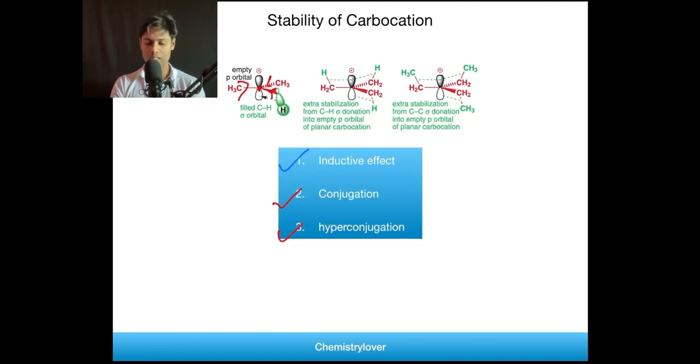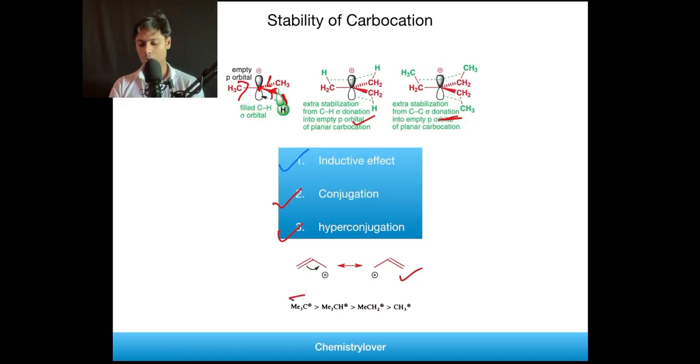Also you can see this C-H bond is there, so it is participating in hyperconjugation with the empty p orbital. It is also called sigma donation. Either you can call it sigma donation or hyperconjugation, but it is stabilizing the carbocation. Similarly in this case you can see this sigma donation is there, and here also this sigma donation is there. So whenever sigma donation or hyperconjugation is there, the carbocation will be stable. In this case you can see conjugation is there, so this double bond is conjugating with this carbocationic center, so that's why it is stabilizing.